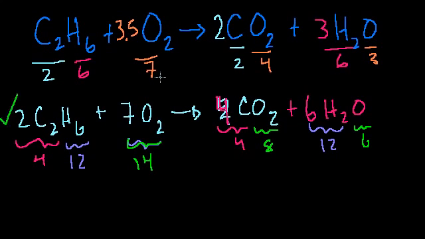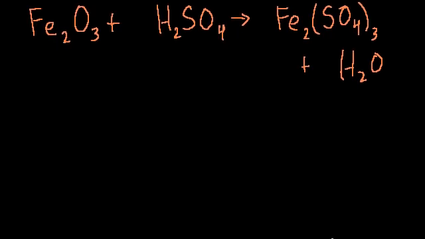So a lot of people might have found that to be a hard problem because you have this 3.5, and just going straight to this might seem non-intuitive. But if you just work from the more complicated molecules and go atom by atom, and if you end up with any fractions, you just multiply both sides by some number to get rid of the fraction, and then you're done. All right, let's do another one.